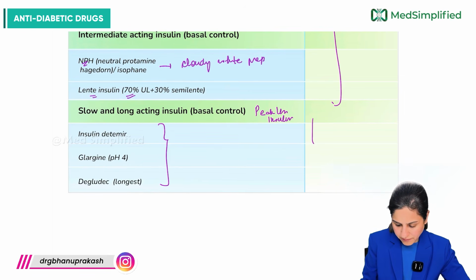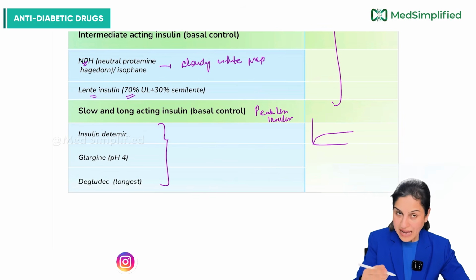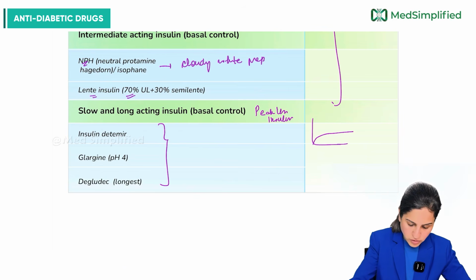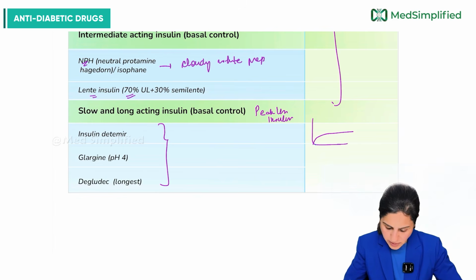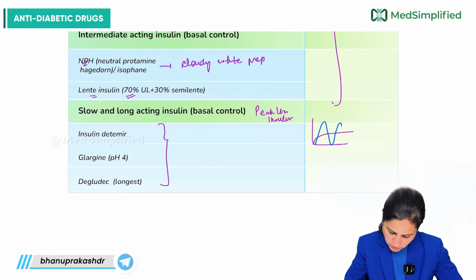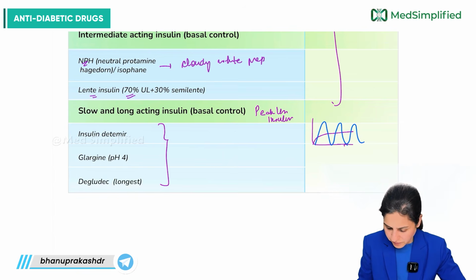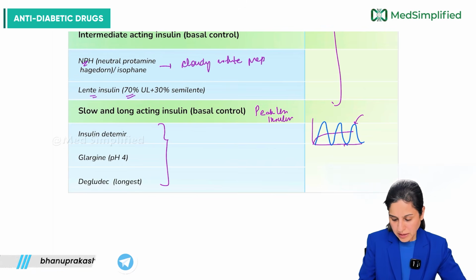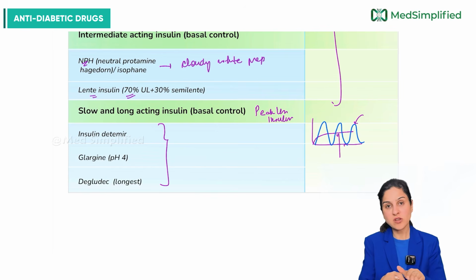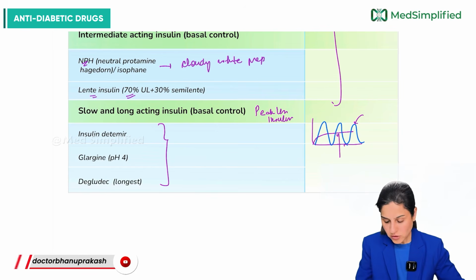So the action is somehow like there's no peak, while the ones we talked about before, the bolus ones, they do like this. You give them before every meal, breakfast, lunch and dinner. This is the graph you get. So there is a peak here, and this is the basal, which takes care of the throughout the day levels of your glucose.